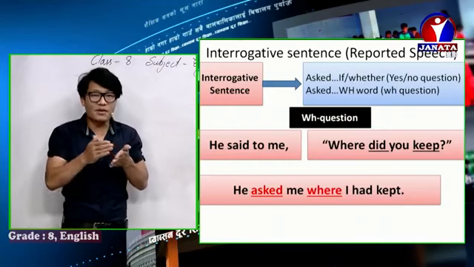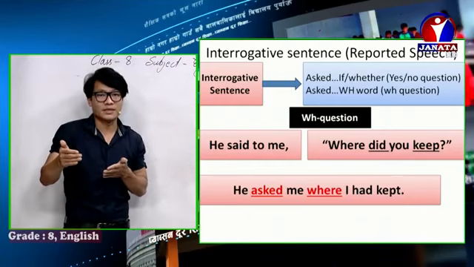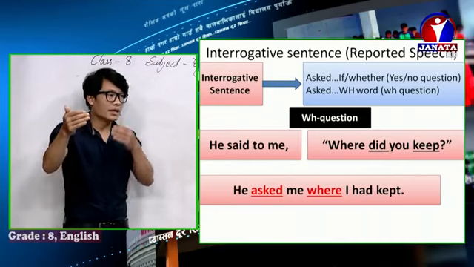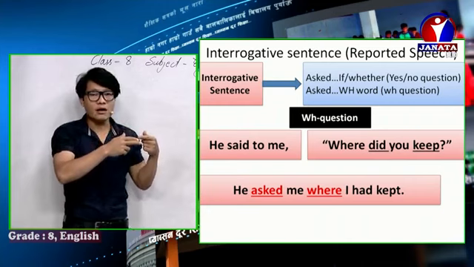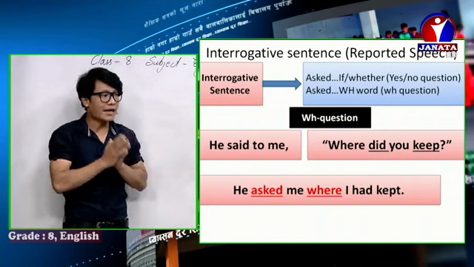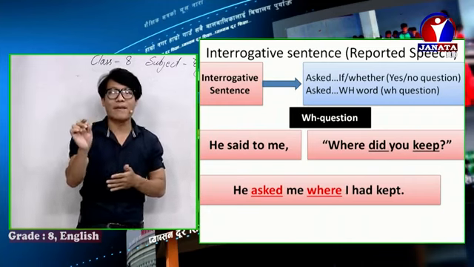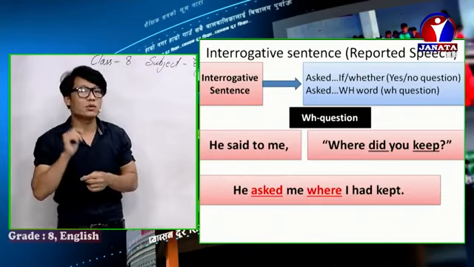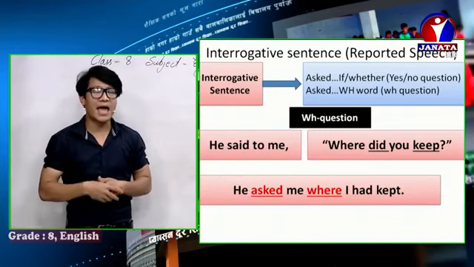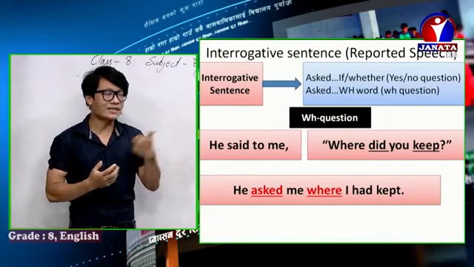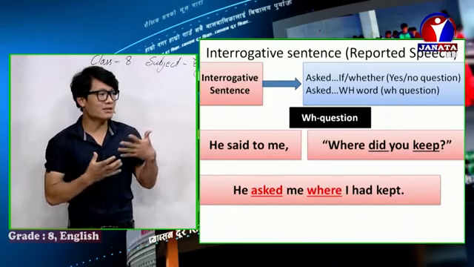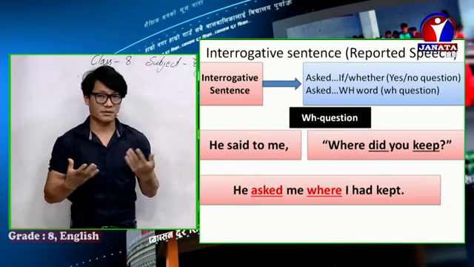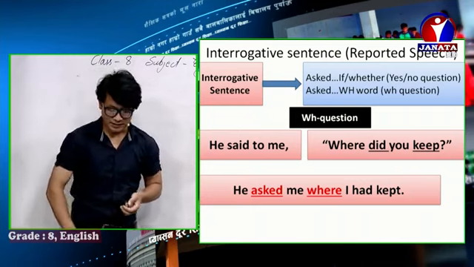After writing the W as a word, we need to focus on the subject. So what is the subject there? There is a you, and you should be changed according to the object me. So there is I. And did you keep? This is a simple past. Simple past should be changed to past perfect. So there is had plus verb 3. Had kept. She said to me, where did you keep? She asked me where I had kept. Let's have one practice.